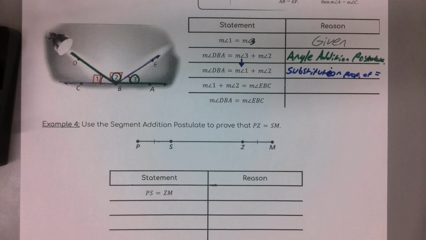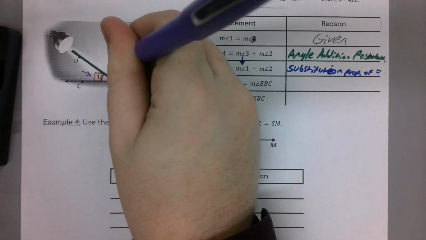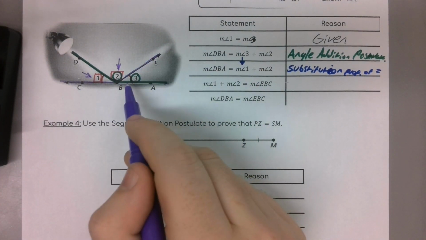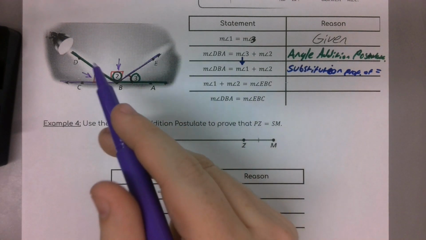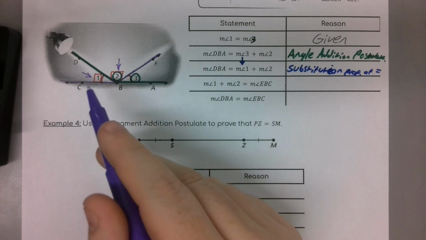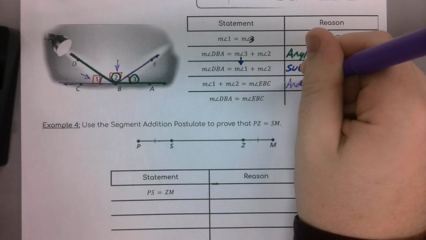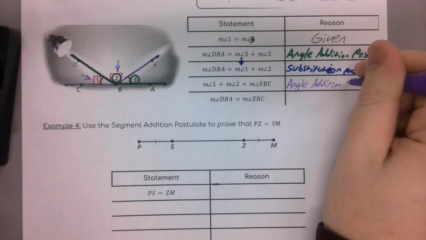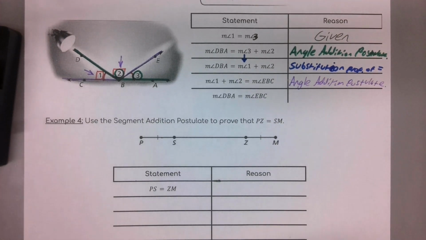Well, now something interesting happens because there's another fact we can bring in. The fact that the measure of angle 1 plus the measure of angle 2 equals angle EBC, all in purple. Hang on a second, those two are adjacent angles that add together to make the bigger angle. This is just the angle addition postulate again. Nice.